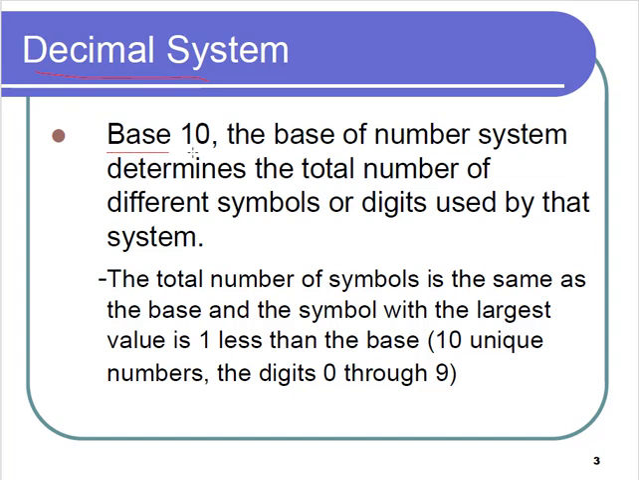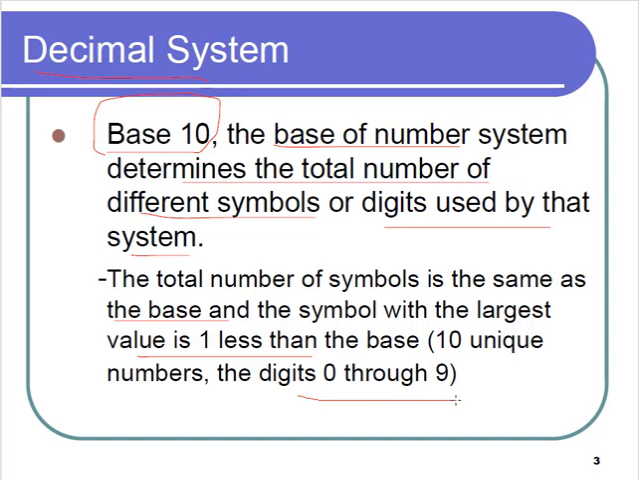Actually, decimal system is a base 10. This is the usual numbers that we always use. The base of the number system determines the total number of different symbols or digits used by that particular system. The total number of symbols is the same as the base, and the symbol with the largest value is 1 less than the base, which is 10 unique numbers. The digit is from 0 to 9. So basically, the numbers that we usually use are base 10.